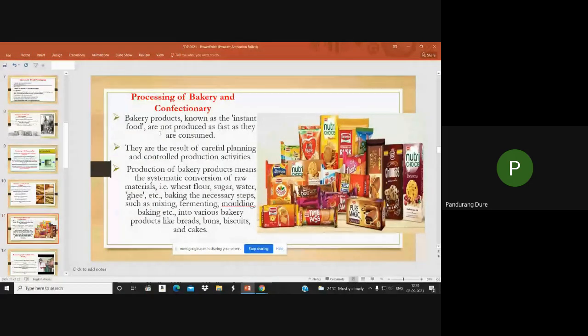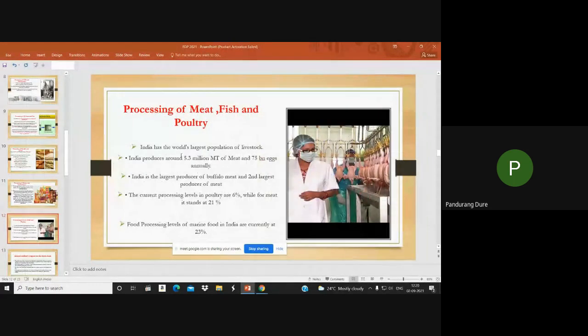So students will get opportunities as entrepreneurs in this sector. Wheat flour, sugar, water, ghee: such raw materials are used for bakery, and after applying processing steps like mixing, fermenting, molding and baking, we get bread, buns and biscuits. Everyone knows that.